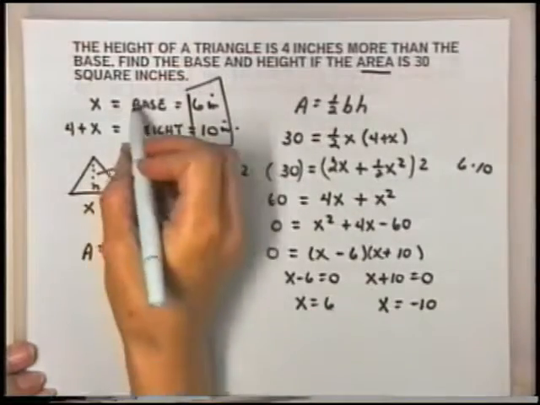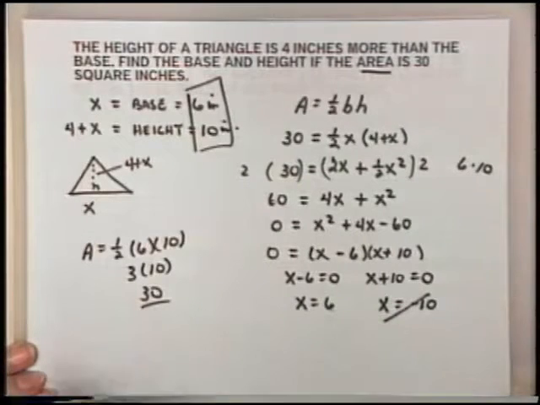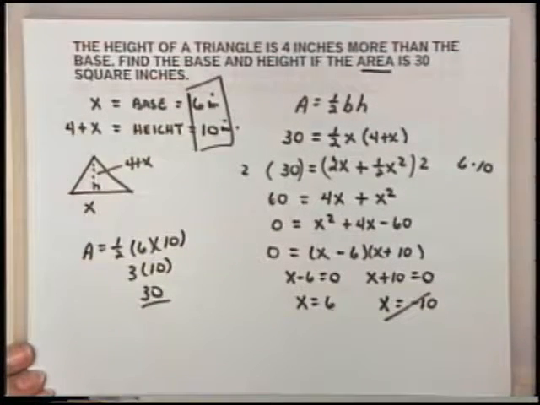x equals negative 10, since x represents the base of a triangle, would not make sense. We cannot have a negative base, so we will rule that possible solution out.